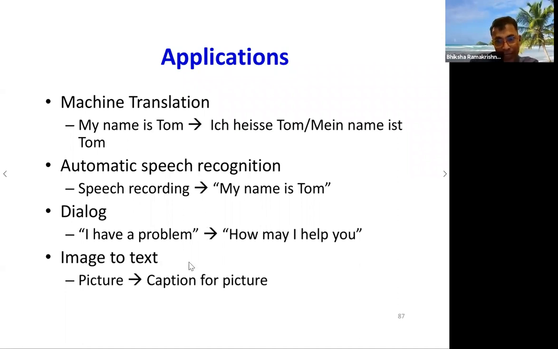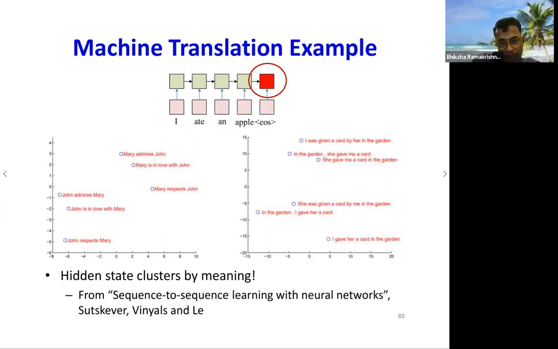Or dialogue systems, where the input is the user's input and the output is the system response. Or you can even have image captioning, where you have an input image and the output is its caption. Now there are some more examples on the slides, which I'm not showing. But first, let's consider the hidden representations learned by the deep encoder for the input.